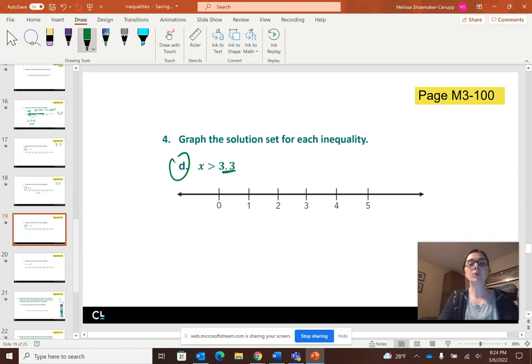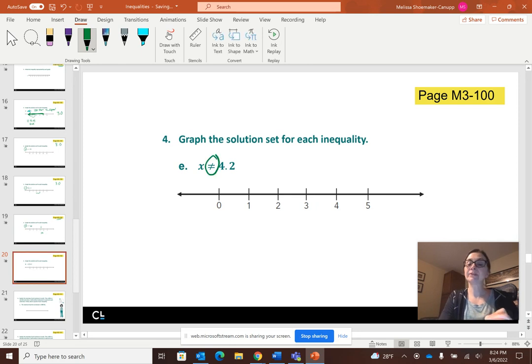D, 3.3. Ooh, that's tricky. Well, this is 3.5. So you're going to be somewhere on this side of it. It doesn't have to be exact, okay? M3100, you're doing it on your own.